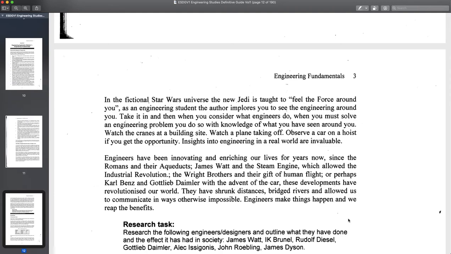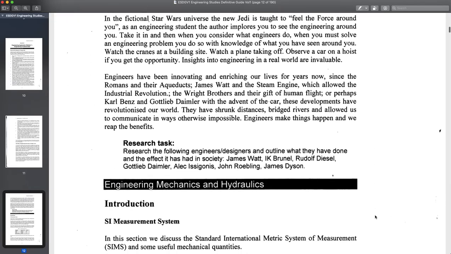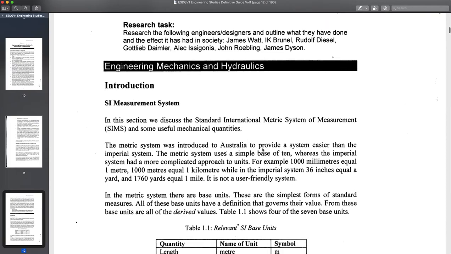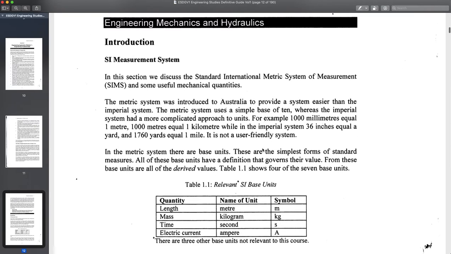Okay, so there's a suggested research task, and that is not a bad piece of homework to do in your first couple of weeks of the course.